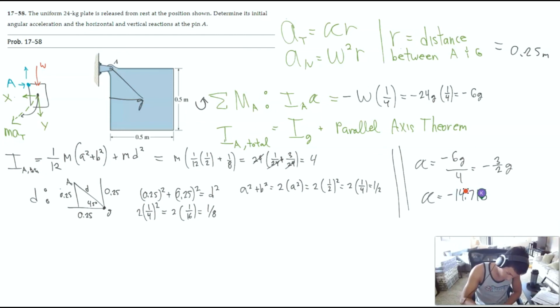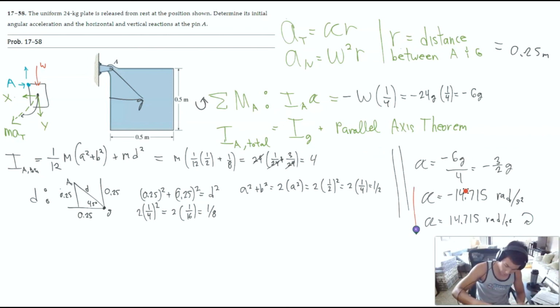14.715. And what is this? This is radians a second squared. So what you could say is that alpha is equal to 14.715 radians a second squared. In what direction? In the clockwise direction, right? So either one of these is your answer. I usually pick the second one because it looks cleaner. Okay. So there you go. You already found one of your answers.